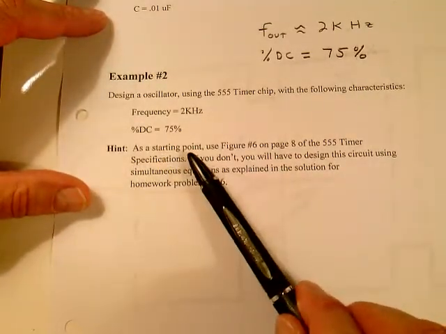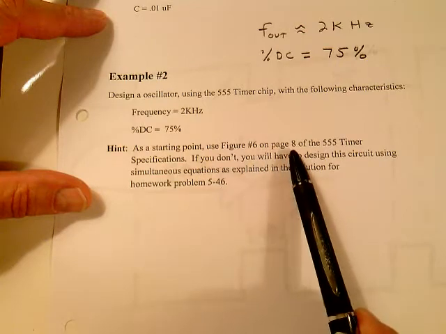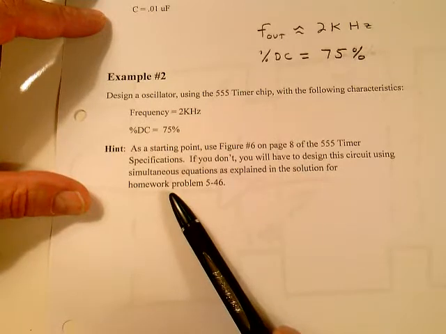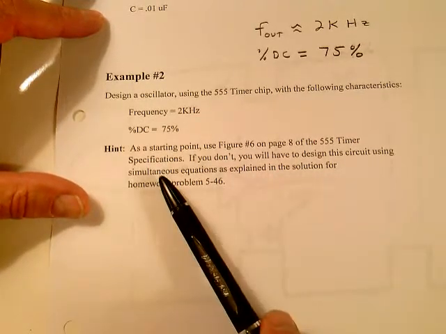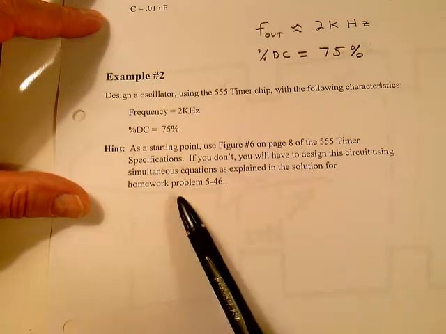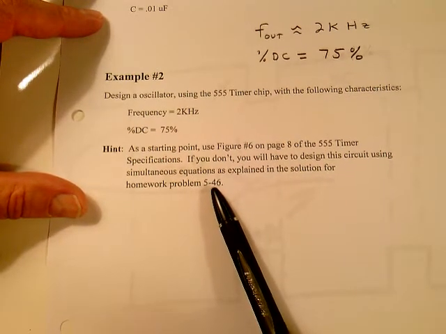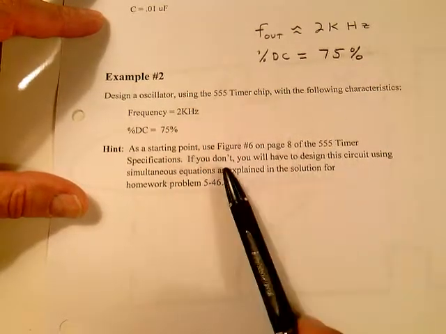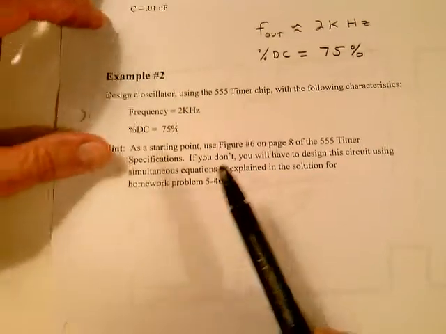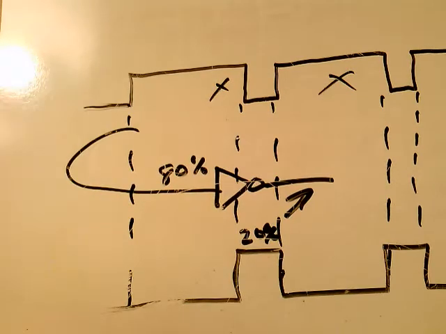Well, as a starting point, I want you to use figure 6 on page 8 of the 555 timer specifications. If you don't use that figure, you'll have to design this circuit using simultaneous equations, as I show you for the solution in homework problem 546. Not difficult to do that. You just end up with two equations with two unknowns, and you work them out simultaneously. But I'll show you what they do in the specifications here. Let me grab page number 8 of the specs here.